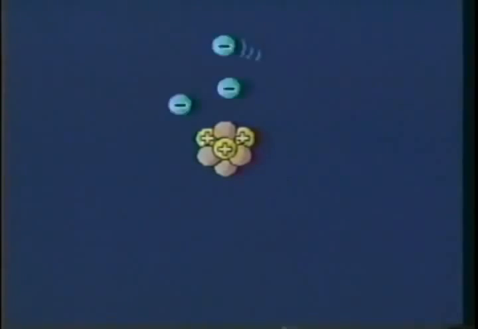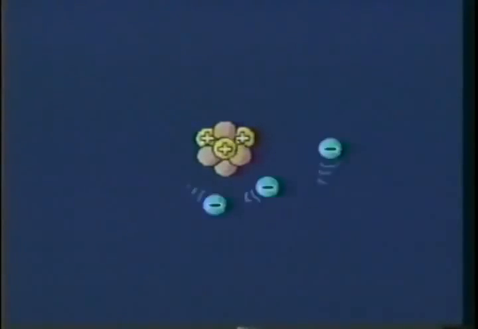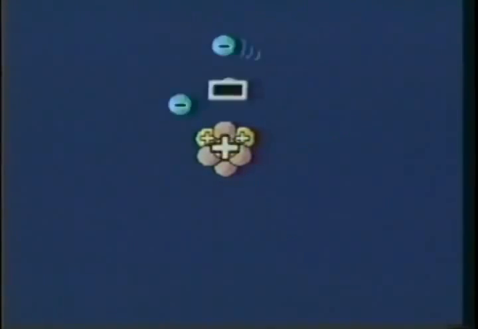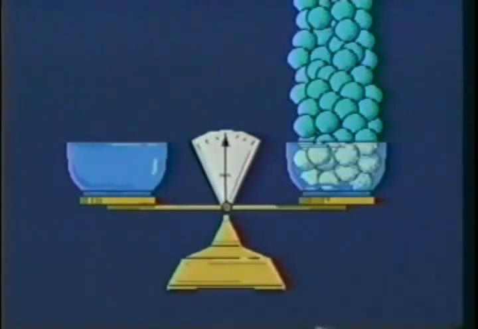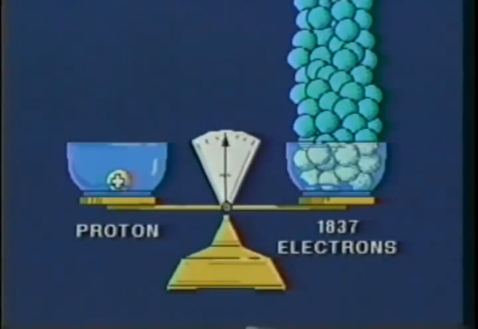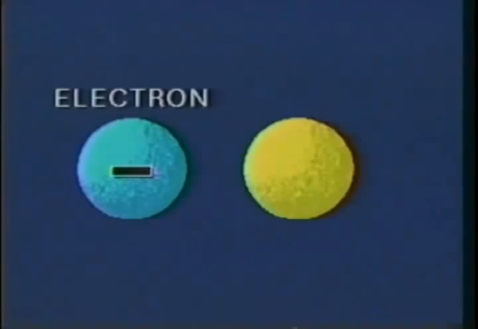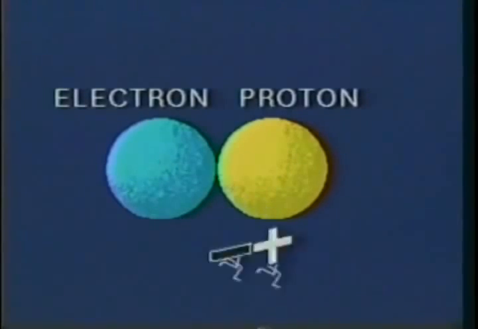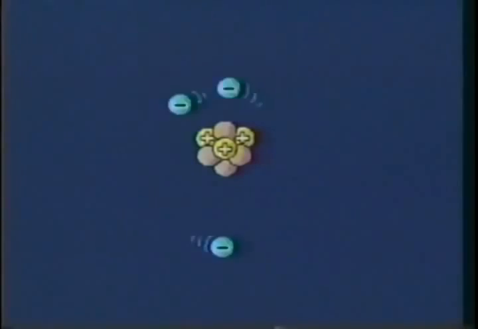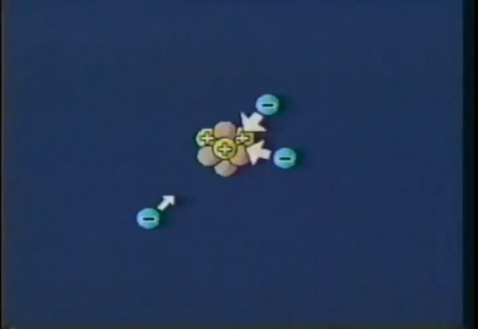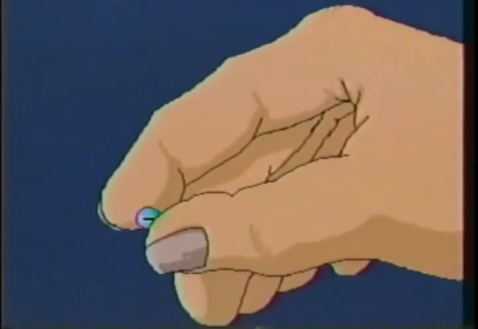The attraction between the negatively charged electrons and the positively charged nucleus keeps the electrons in the vicinity of the nucleus as they circle it. It takes 1,837 electrons to equal the mass of one proton. But the charge on a single electron exactly balances the positive charge on a proton. Electrons which are farther away from the nucleus experience a smaller force of attraction than those which are closer to it. These outer electrons can be removed with relative ease.